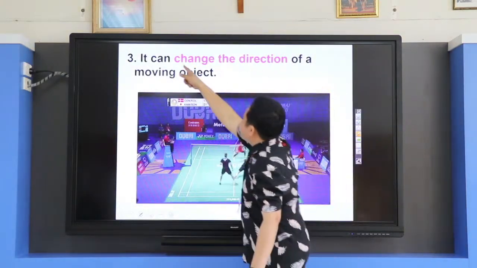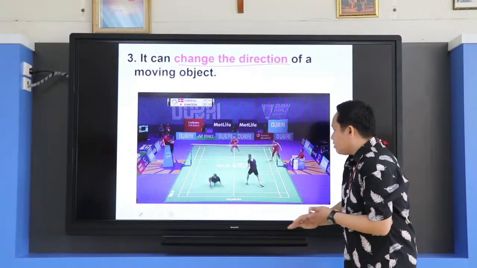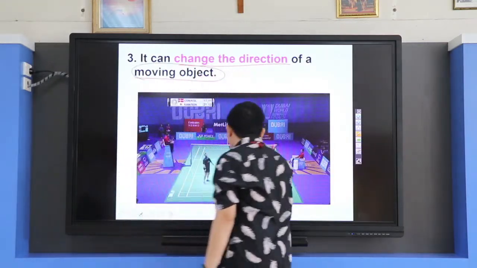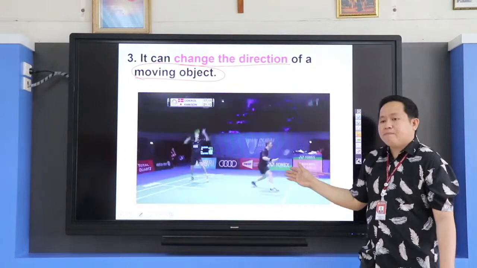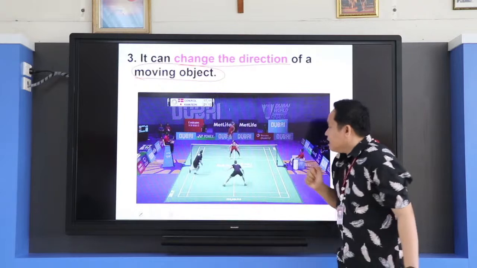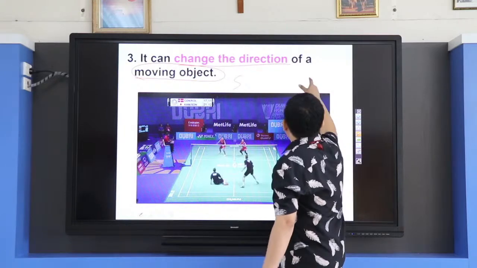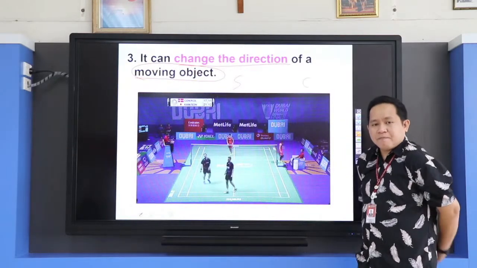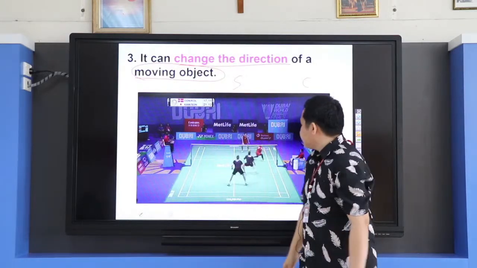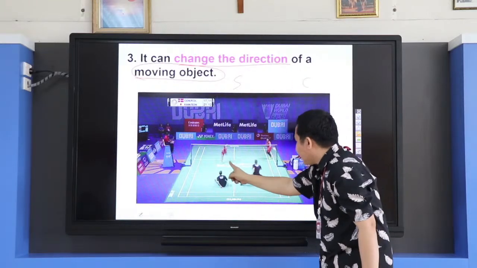Number three, force can change the direction of a moving object. As you can see here, it is a moving object, and you can change its direction. These people are playing badminton. Can you still remember the name of this object that is being hit by the racket? There are two words, the first starts with letter S, and the second starts with letter C. Okay. Can you still remember? Teacher Joe is going to give me those people who can still remember. Yes, okay. Again, the force can change the direction of this thing.